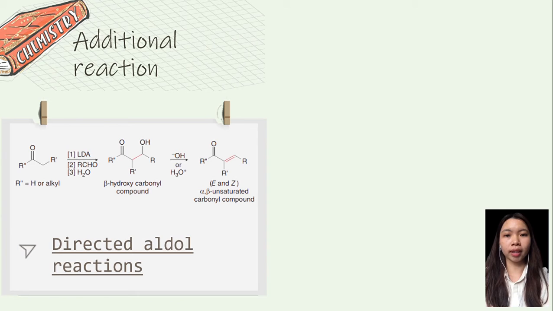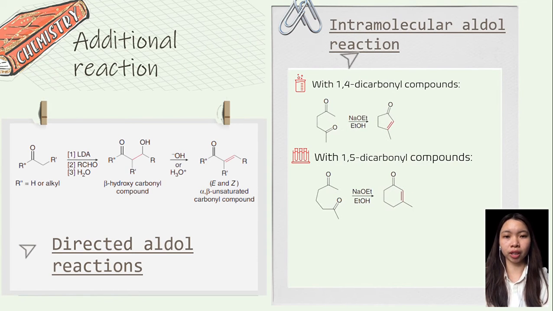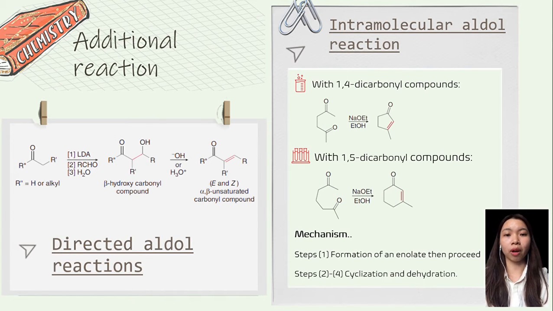The second one is intramolecular aldol reaction, which involves the formation of 5 to 6 membered rings. For the mechanism, it involves the formation of enolate, and then proceeds with 2 to 4 steps of cyclization and dehydration.